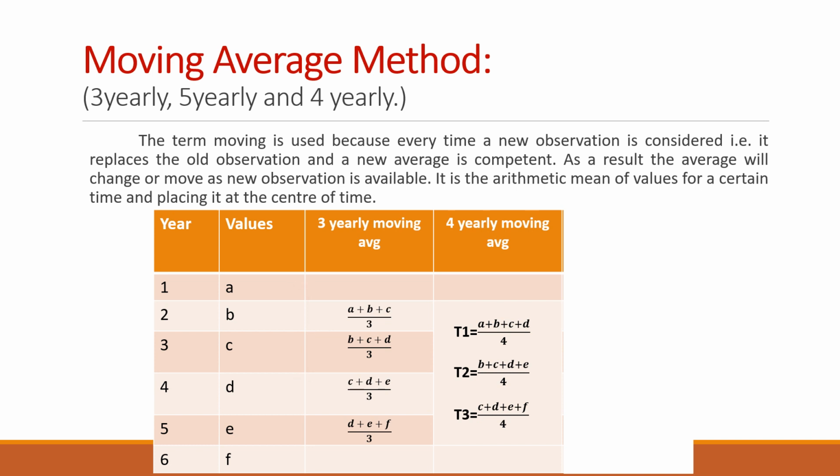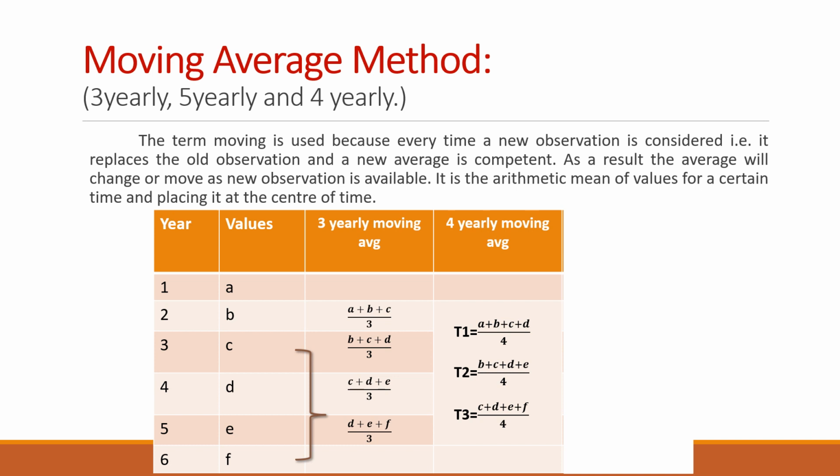Next, moving on, we replace A with E, and the middle is the third and fourth year. So we place it in between the third and fourth year. That is B plus C plus D plus E divided by 4. We do the same for the next. The last observation is considered and it ends the moving average calculation. So here it is C plus D plus E plus F divided by 4.